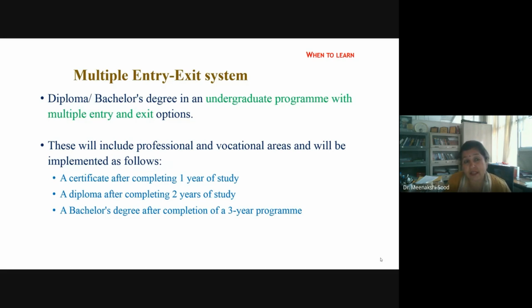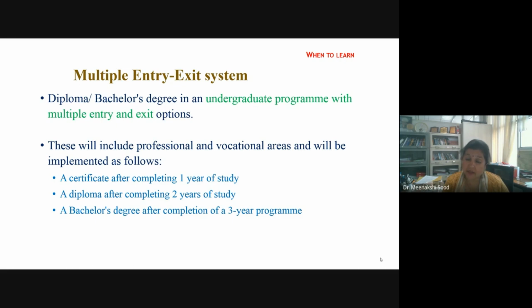So NEP says that it will give the students the flexibility of exiting from any program at any time, like after completion of 1 year or 2 years. Let me give an example. Suppose a 4-year degree program is there. If a student wants to leave his study after completing 1 year, he has that flexibility.